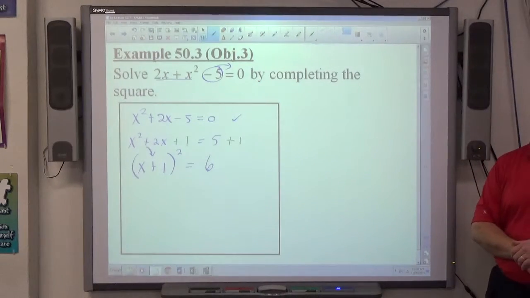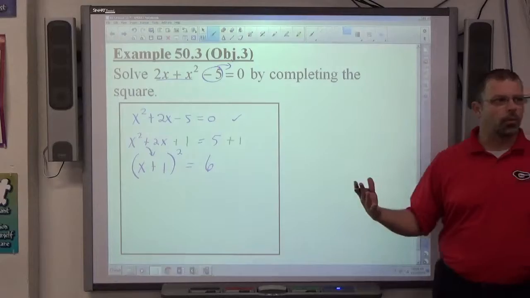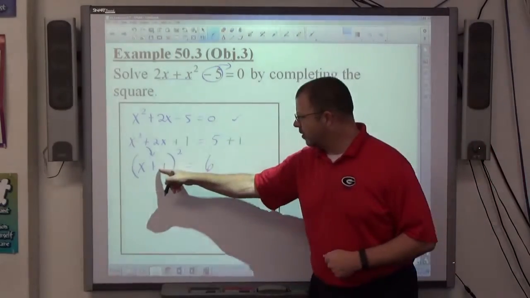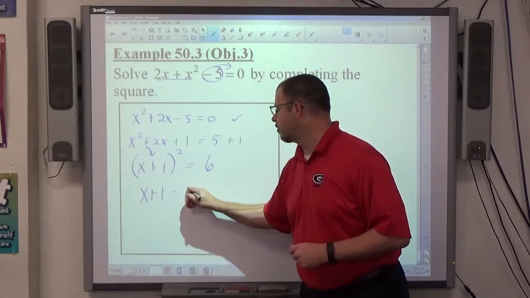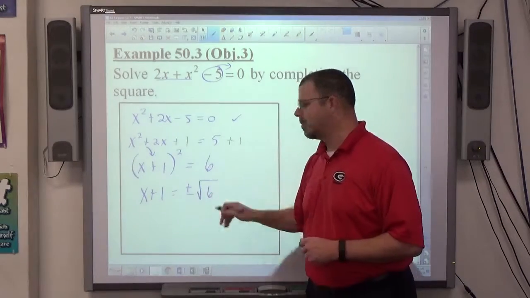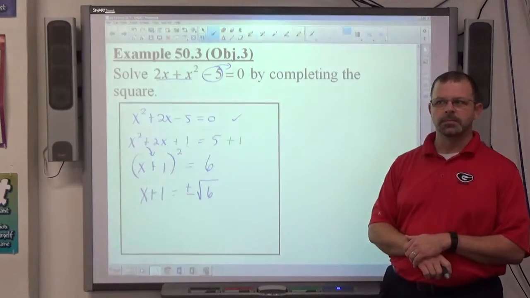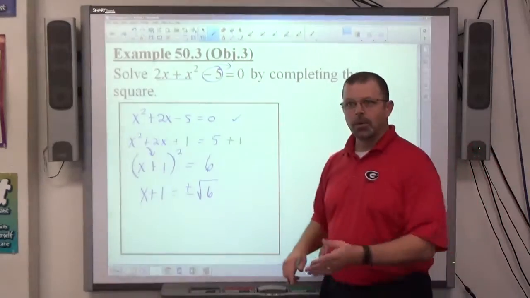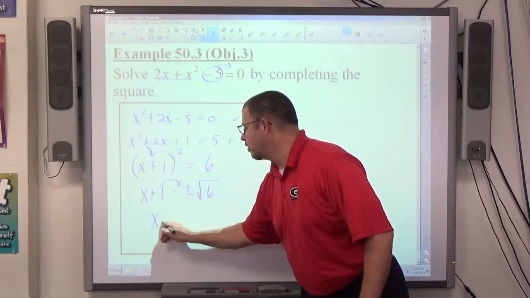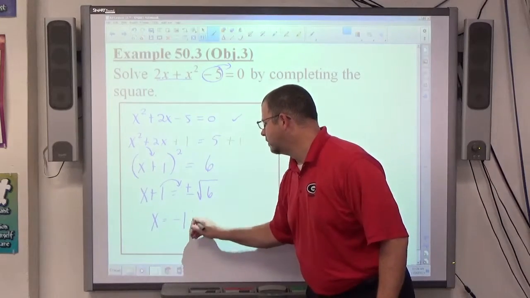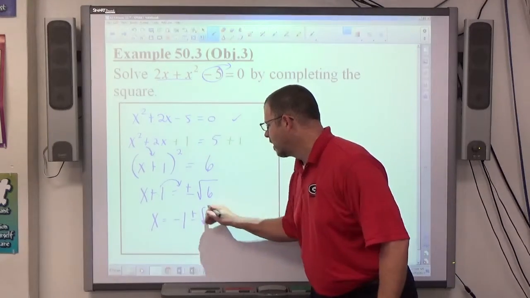Okay, and again, done with step 4. I'm back to the point where we've done these before. Perfect square, squared object equals number. That means the non-squared object equals plus or minus the square root of that number. Anybody know the square root of 6 off the top of their head? Me neither. So we'll leave it as square root of 6. I'm going to move the 1 to the other side. Notice it's plus 1, so it moves over, becomes the minus 1. Plus or minus the square root of 6.